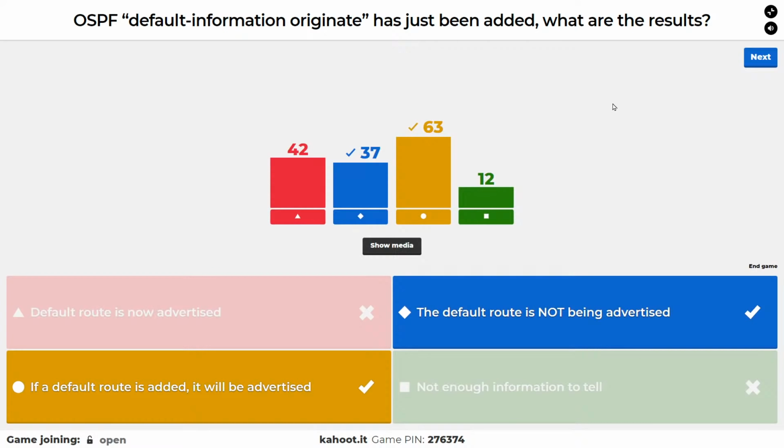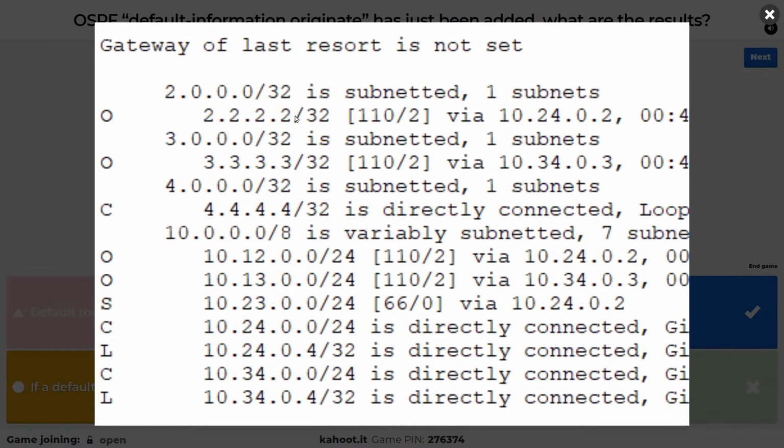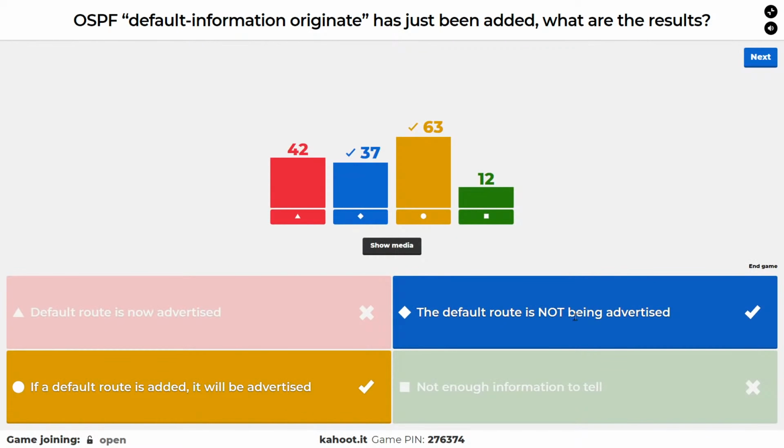OSPF, default information originate, just added it. What are the results? Based on this output, it has no default route. If we don't have a default route configured or available to us, we're not going to advertise it. So that's one of the answers. A default route is not being advertised right now based on this output, and if a default route is added, it will be advertised. It's a two for one. So the blue and gold, or if you're colorblind, the two that are highlighted, those are the correct answers.